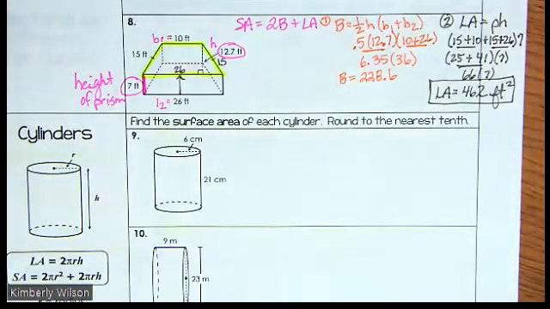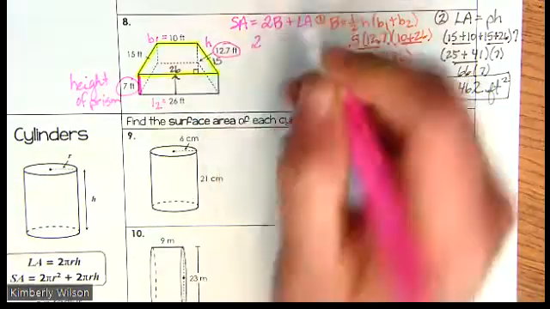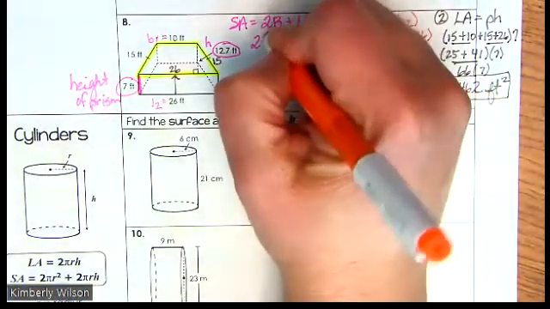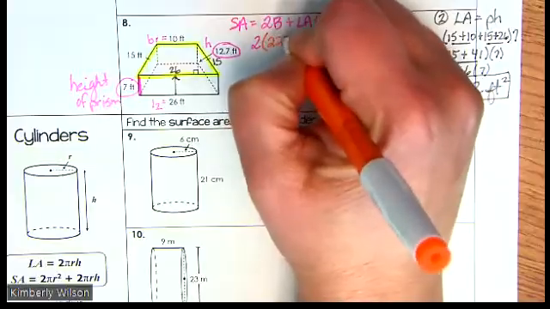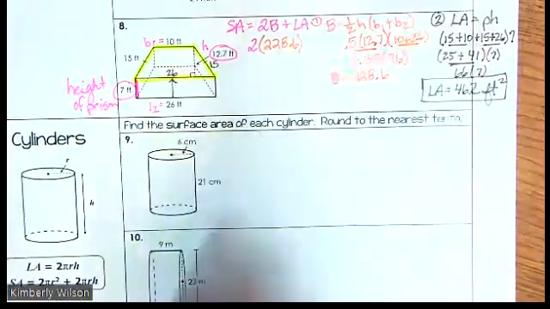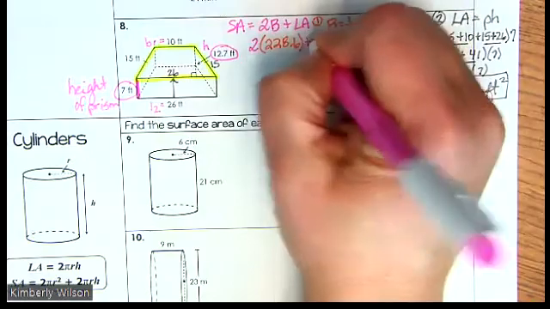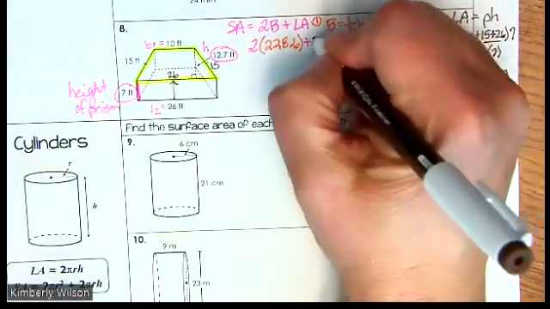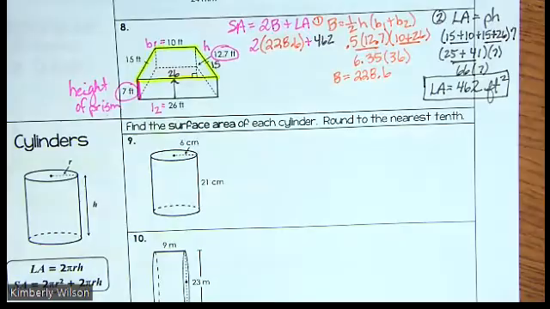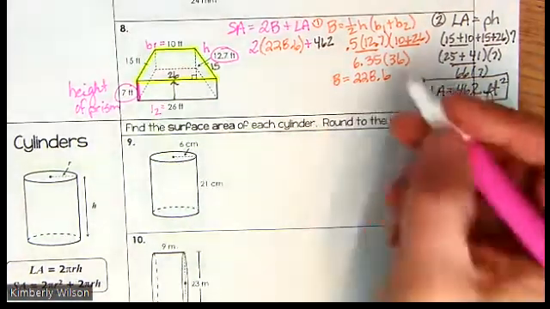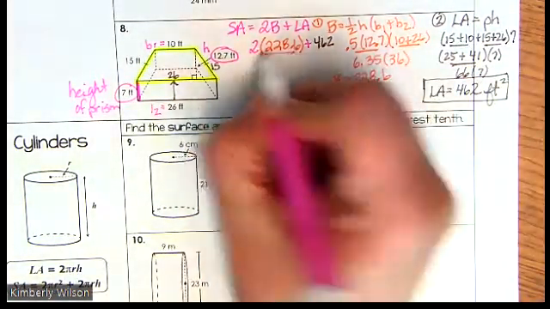Now we need to find the total surface area. So this is where we go back and we're plugging in the information. So I have 2 times 228.6 plus 462. And now we simplify. And we have to do this multiplication first.